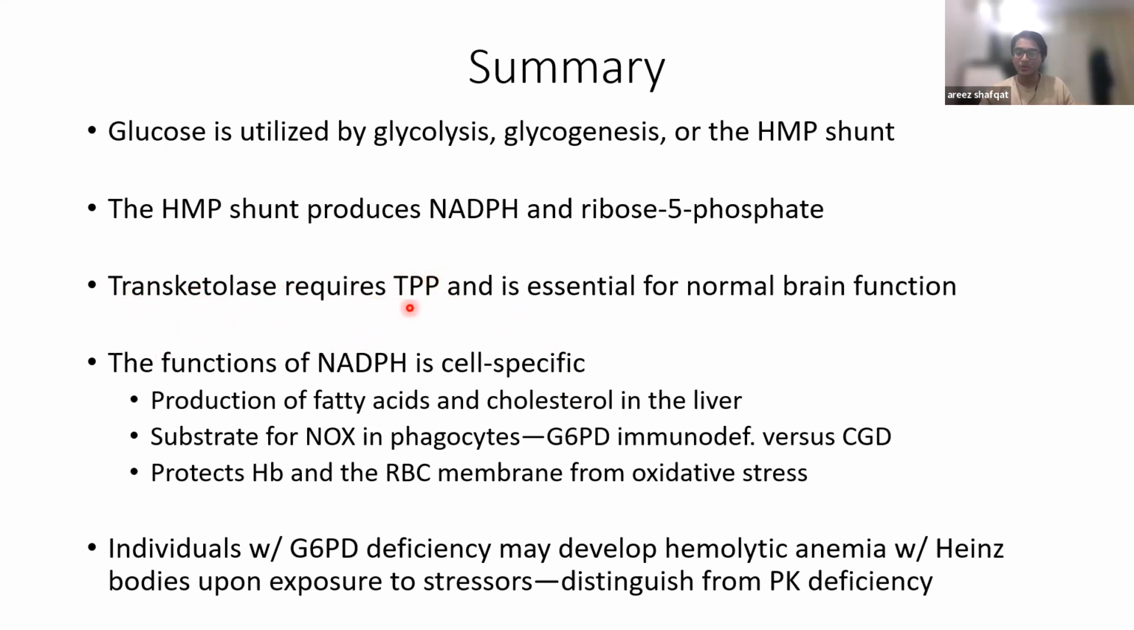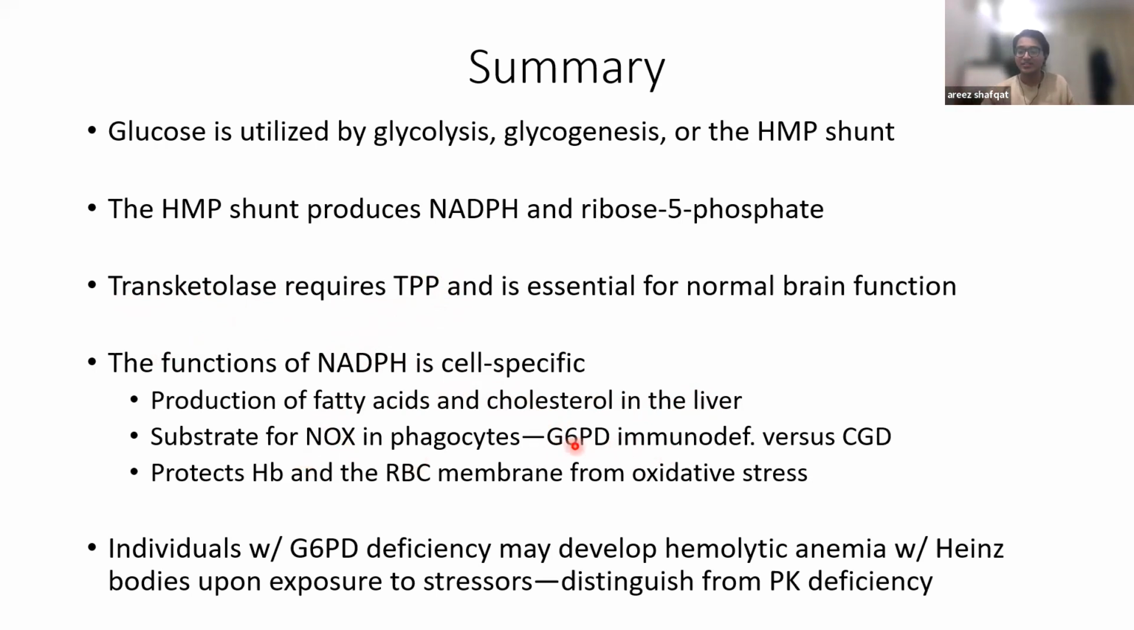Then once we were done with transketolase, we covered NADPH. I told you the functions of NADPH depend on where you are in the body. In the liver, NADPH is used for synthesis of fat and cholesterol. In immune cells like neutrophils or macrophages, the hydrogen from NADPH is used by an enzyme called NADPH oxidase to produce superoxide, which then produces hydrogen peroxide, which is bleach, and this kills bacteria.